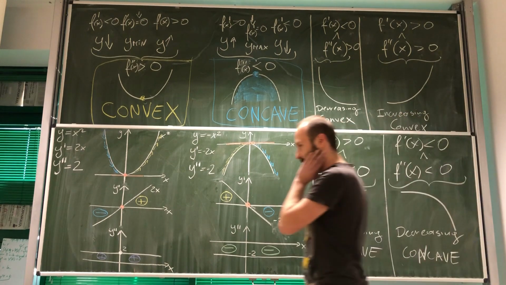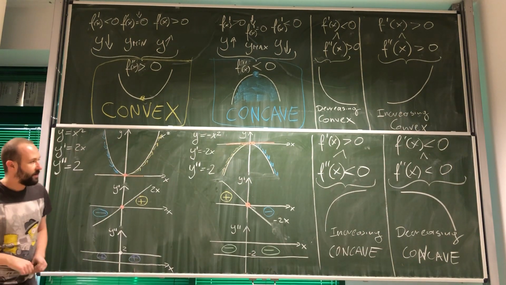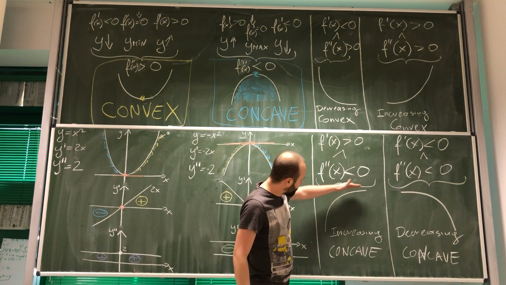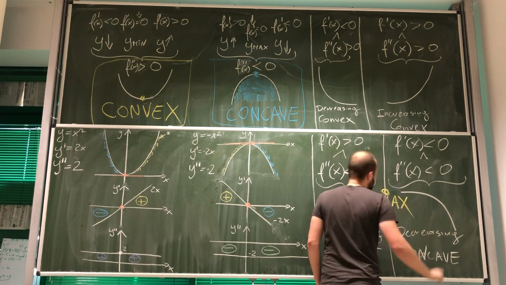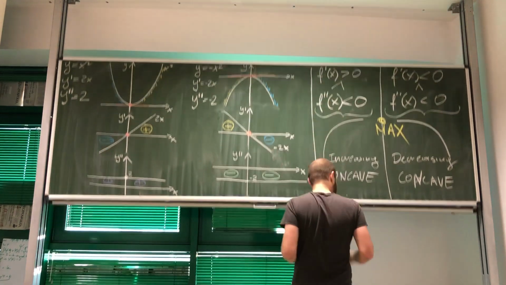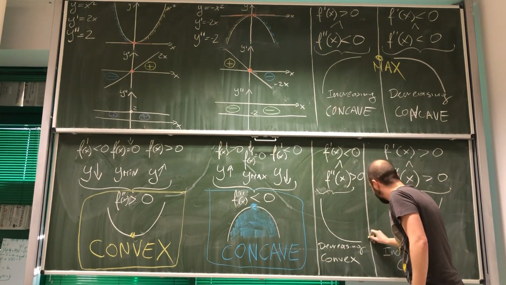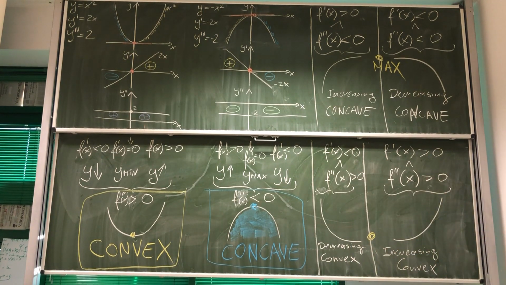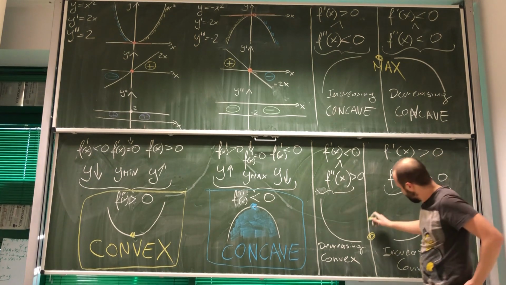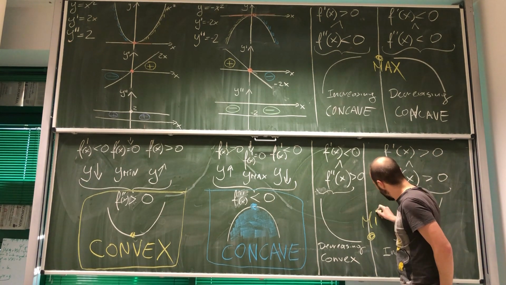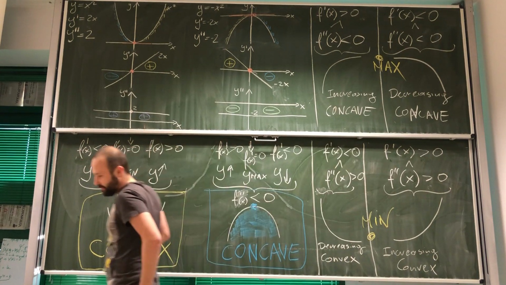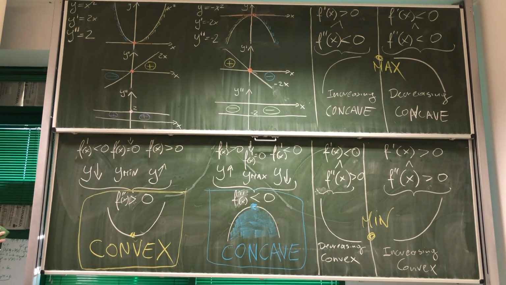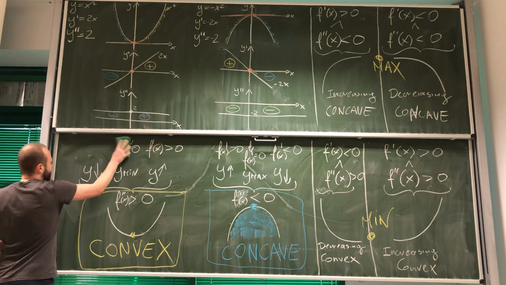Okay, and of course, I hope at this moment you remember that in between increasing concave and decreasing concave, we must have a maximum, while between decreasing convex and increasing convex, we have a minimum.